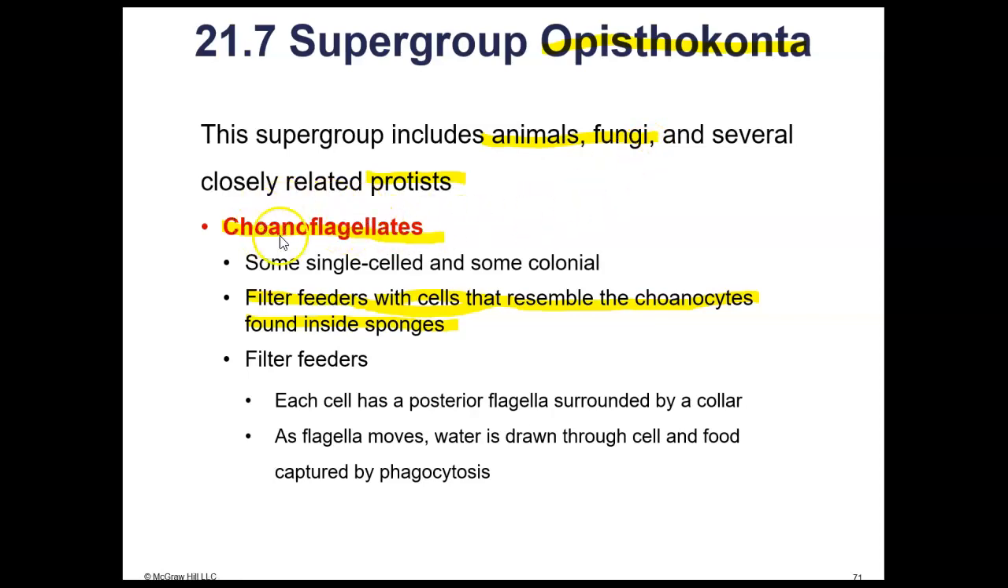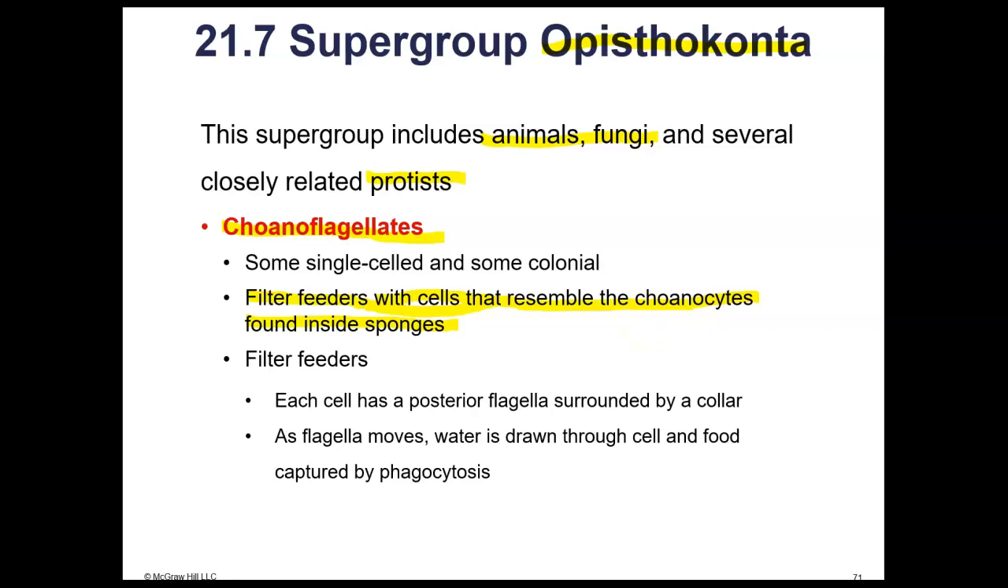The example from this group is called a choanoflagellate, which looks a lot like the cells that we're going to see when we learn about animals. Our first animal that we learn about is a sponge, and the sponge has cells called choanocytes. Choanoflagellates are very similar to those cells. So it's thought that there's a relationship there.